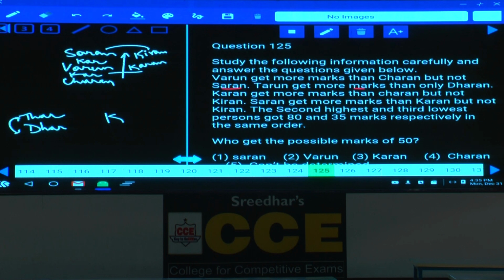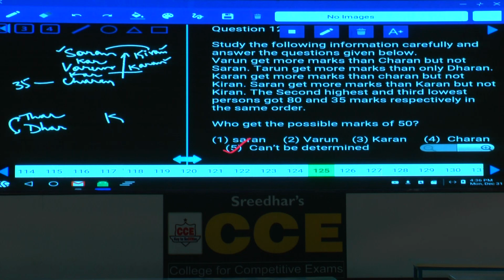Then the second highest and the third lowest marks got 80 and 85. Now who is the second highest here? Either Charan can be the second highest or Kiran can be the second highest, isn't it? Between these two persons, who got the highest marks is not known. Third lowest marks means, tell me who is the third lowest here? Third lowest is Charan. Now this person got how many marks? This person got 35 marks. Then who got the possible 50? Tell me who is the person who gets this 50? Now it cannot be determined whether this Karan gets 50 or this Varun gets 50, that is also not clearly known. Cannot be determined, that is choice 5.